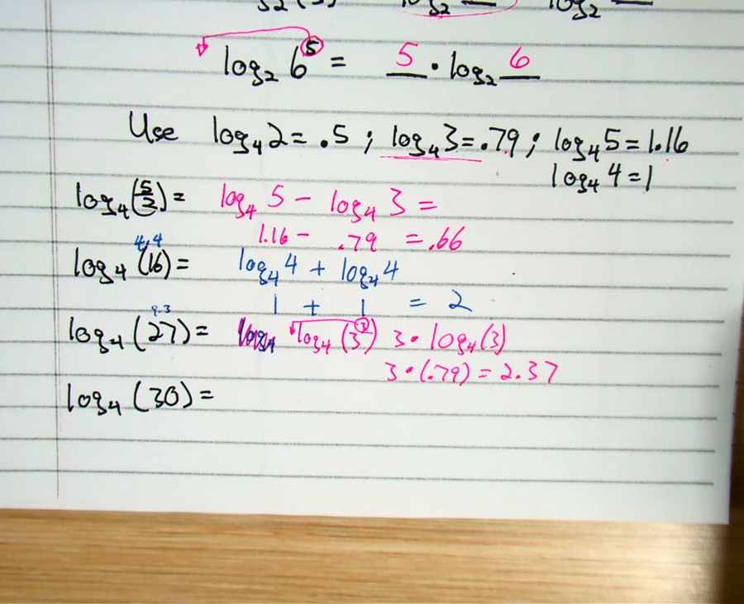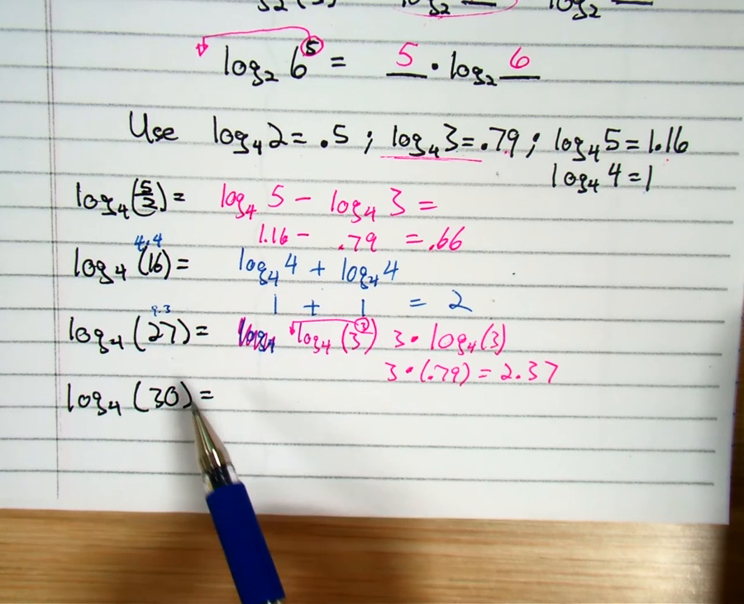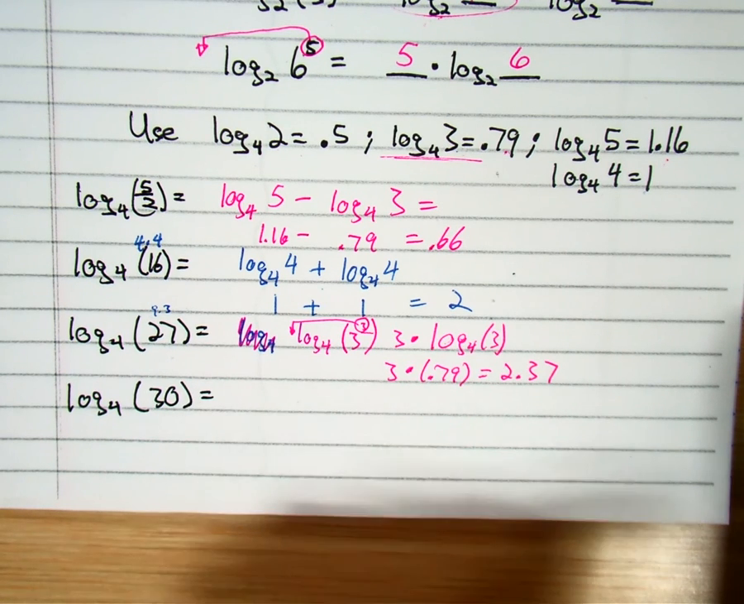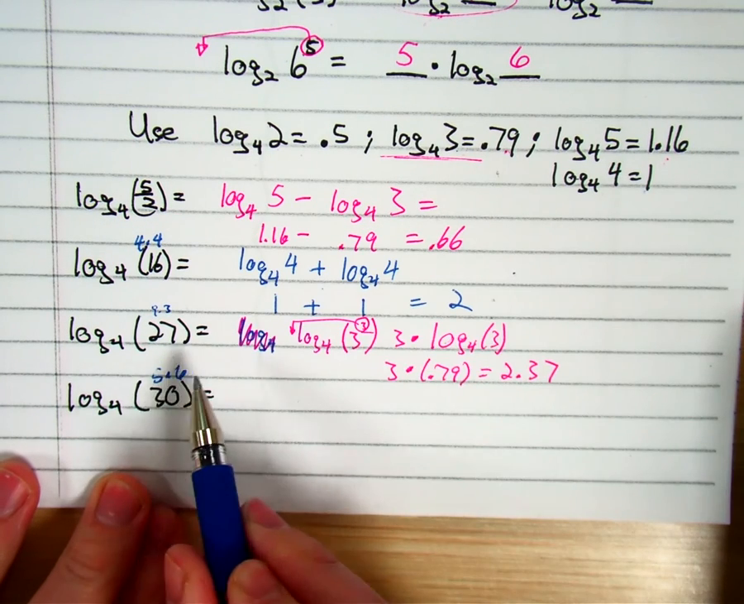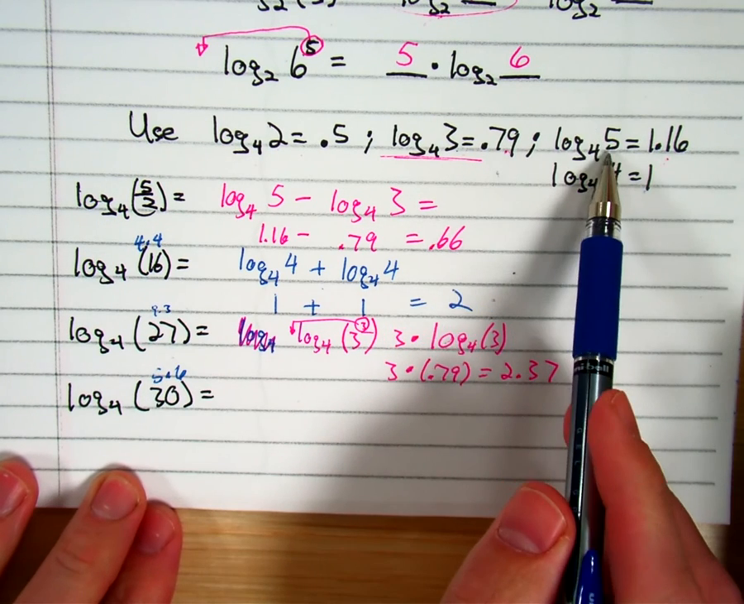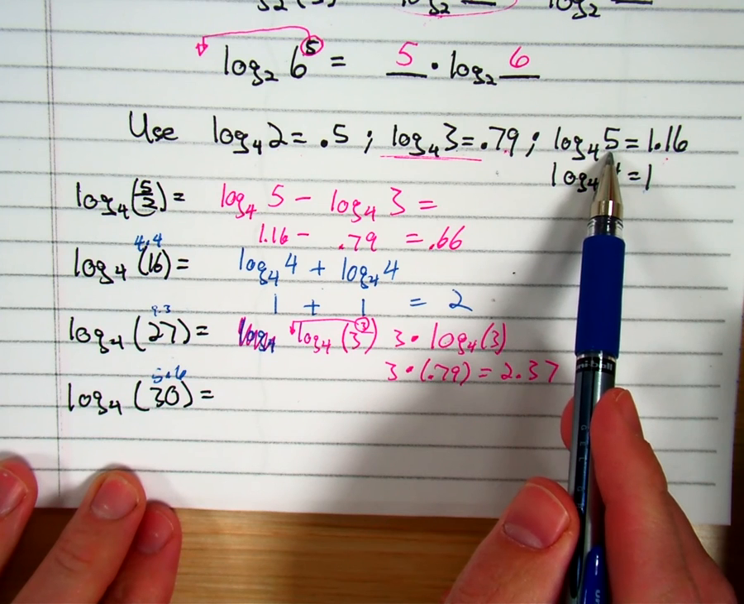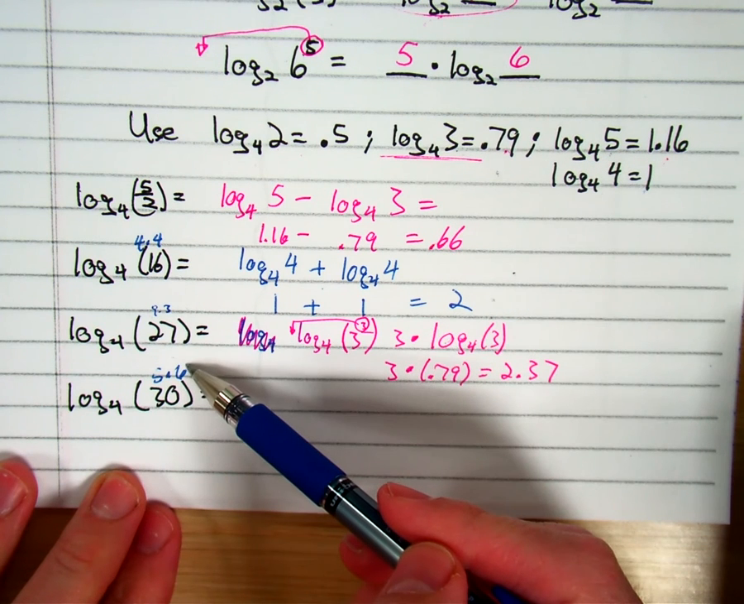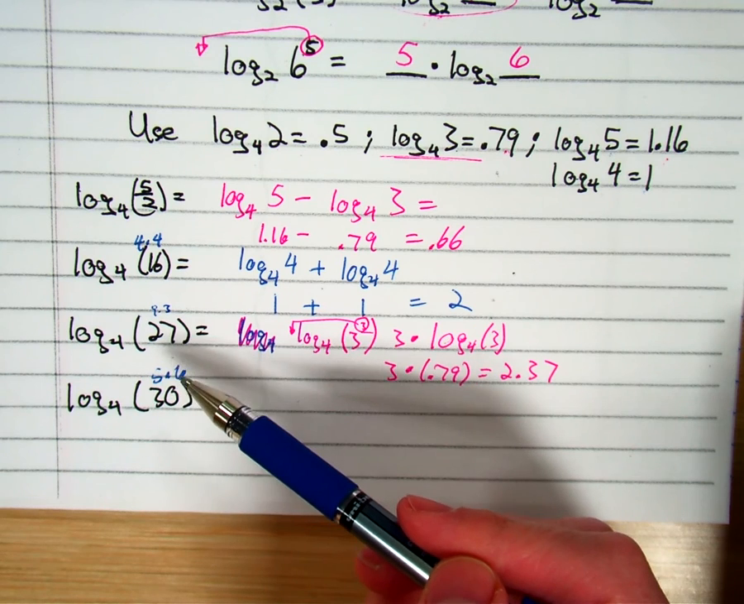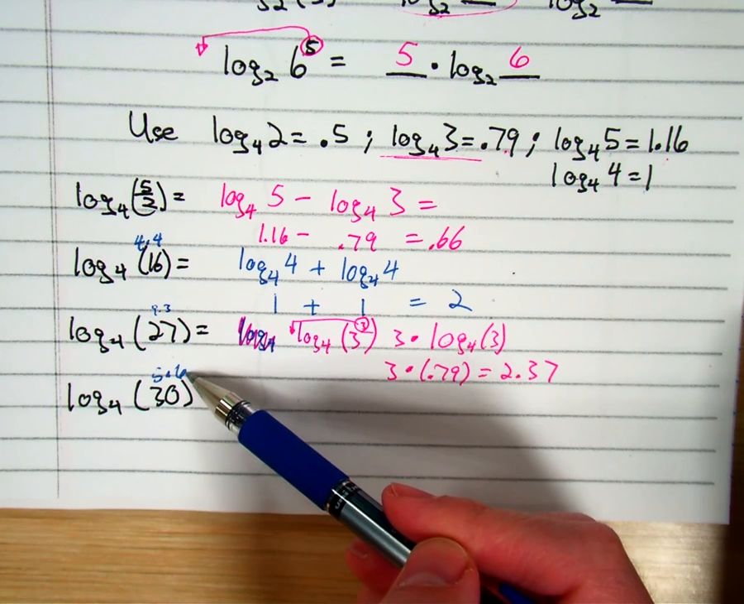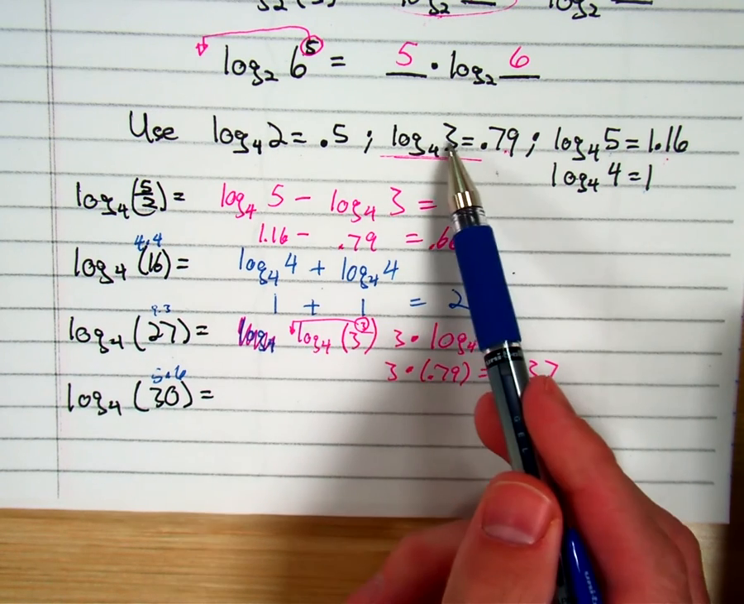Okay, a little bit of a challenge problem here coming up with log base 4 of 30. Log base 4 of 30. Okay, so 30, my mind immediately goes to 5 times 6. And I see the log base 4 of 5, but I don't see 6. Well, 6 is not a perfect square or cube or anything like that I could look at maybe doing the power property. But guess what? 6 can get split up into 2 times 3.